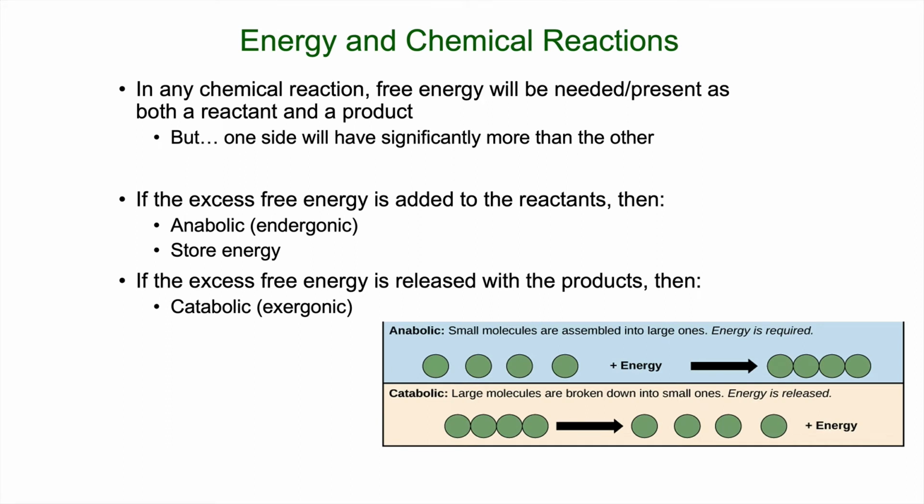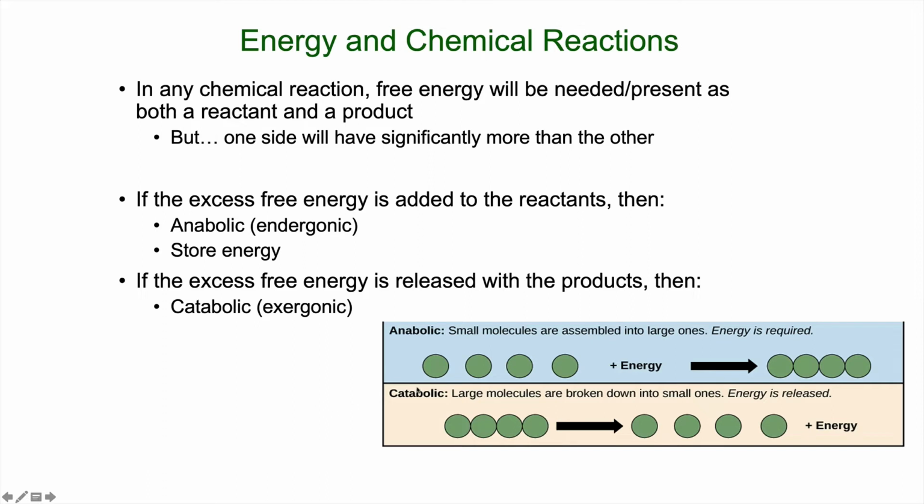Now, energy plays a huge role in chemical reactions. In any chemical reaction, there's going to be free energy on both sides. Remember, reactants become products. So there's going to be energy on both the reactant and the product side. But one side is going to have significantly more than the other. And so what this does is that it lets us take all chemical reactions and think of them as one of two. Either the excess free energy is being added with the reactants and stored into the products, and that then is an anabolic or endergonic reaction. The old term is endergonic. If the excess free energy is released with the products, then it's a catabolic reaction.